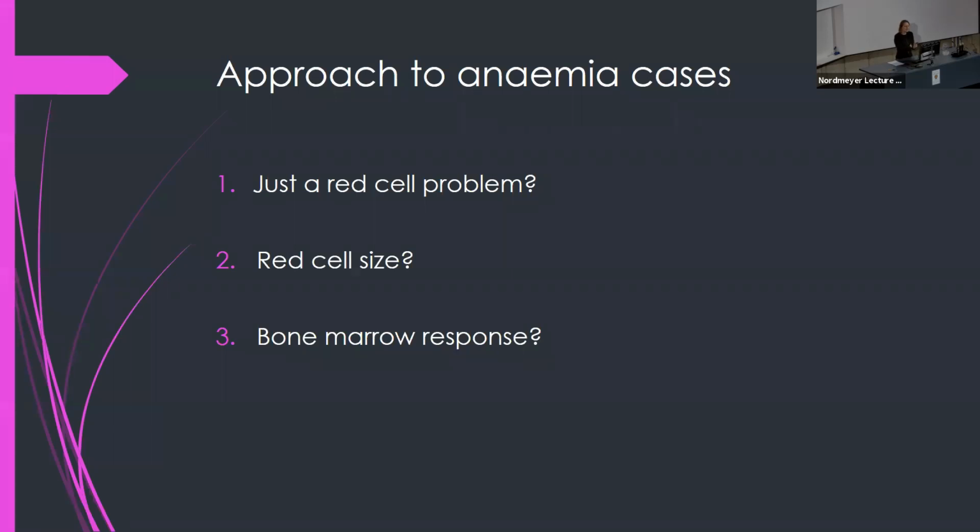And then the other feature that's really quite useful in some anemias is the reticulocyte response. How is the bone marrow responding to the anemia? Is it able to produce more young red cells, or is it just not responding for some reason? Has it not got the ingredients it needs to make the red cells, or is it infiltrated with something that's stopping the normal bone marrow work? So those are kind of general principles.